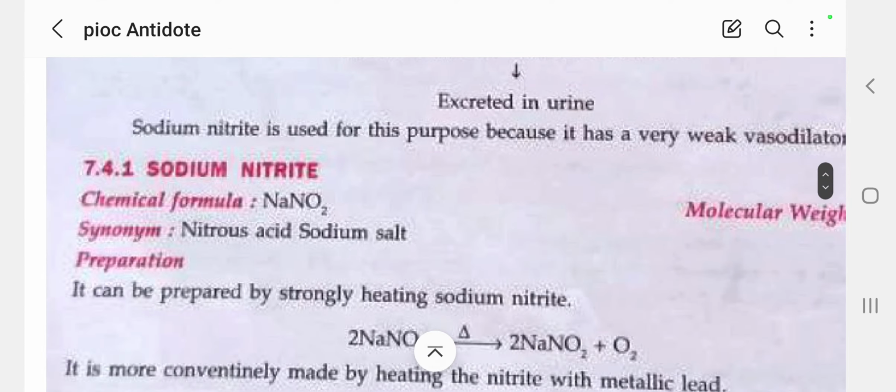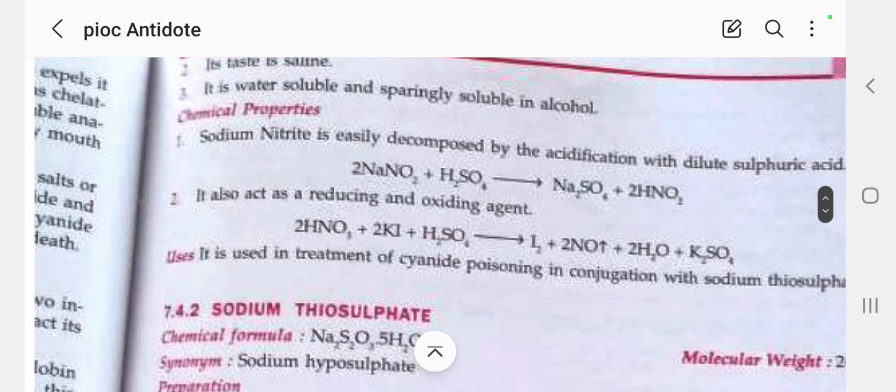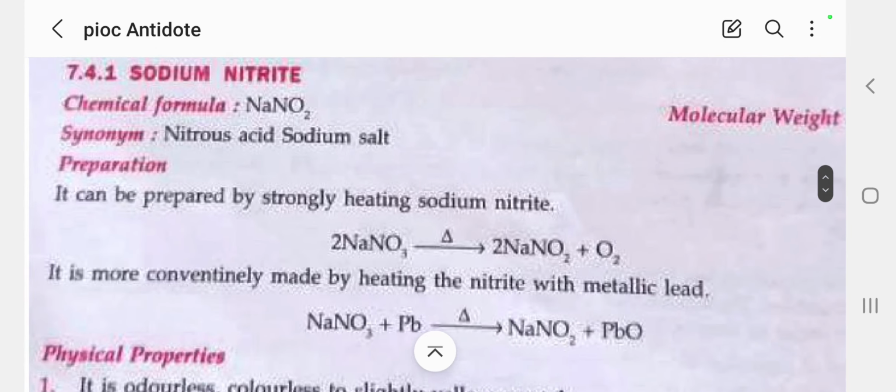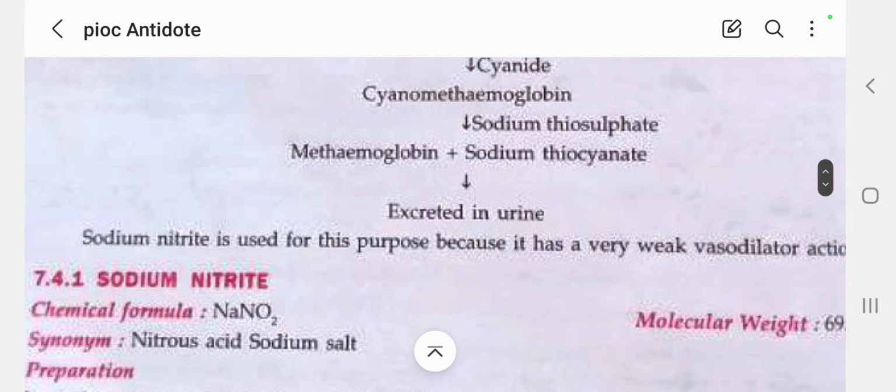Now next we'll see about sodium nitrite. Okay, I will close with this session. I am ending here, because if we go on continuously, you may not be able to understand very clearly.